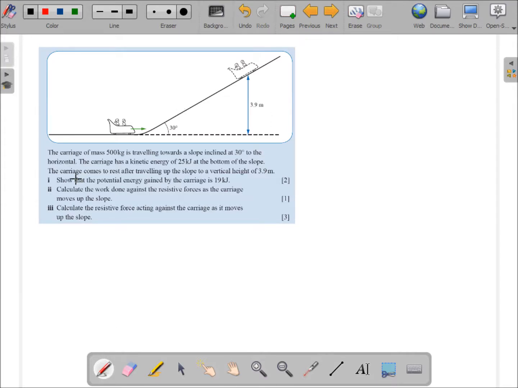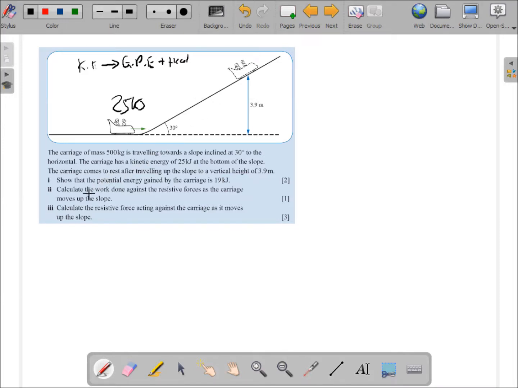So here we've got a carriage of a roller coaster approaching a slope. It's got a certain amount of kinetic energy, 25 kilojoules at the bottom, and it uses that kinetic energy to get up to a certain height. So the energy transfer that's happening is the kinetic energy is transferring into gravitational potential energy, but along the way it's probably going to lose some to the frictional forces as well, so it's probably going to lose some to heat.